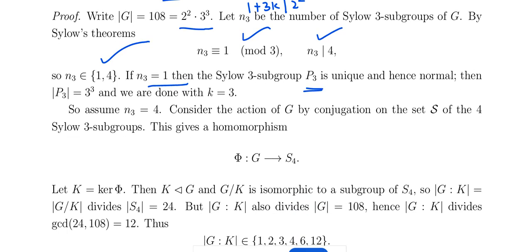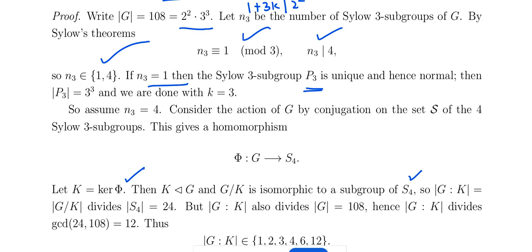If we take n3 equal to 4, we want to construct a function: G acts by conjugation on the set S of the 4 Sylow 3 subgroups. Define the function pi from G to S4, and take K equal to the kernel of pi. So K is a normal subgroup of G, and G by K is isomorphic to a subgroup of S4.